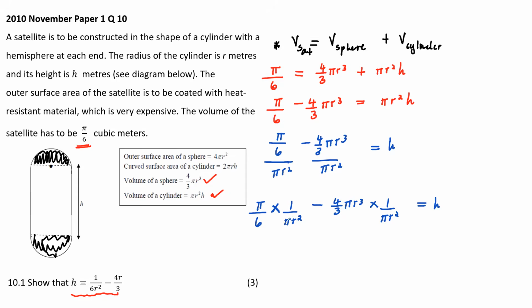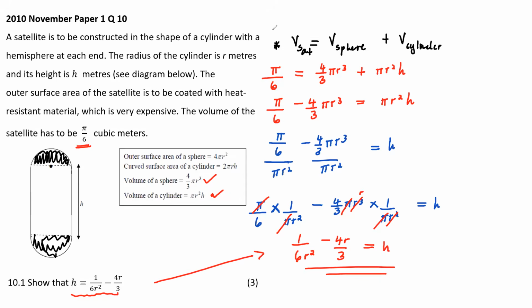Then the math happens. This and this cancel out. I'm left with 1 over 6 r squared. This pi, that r squared, that r cubed. I'm left with the r at the top. That becomes minus 4r over 3. All of this is equal to h, just like they wanted. That's your answer. Now I can take your hands and see what's going on.